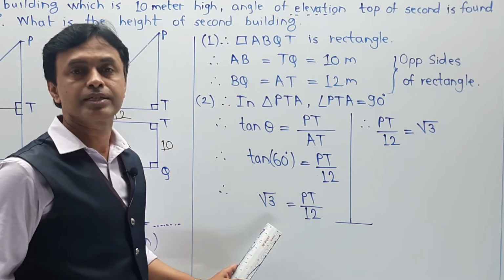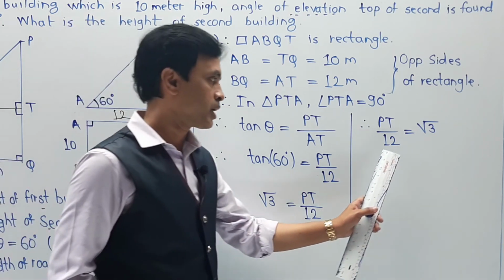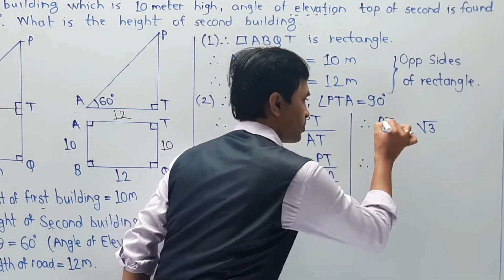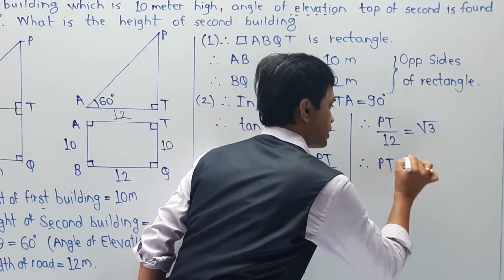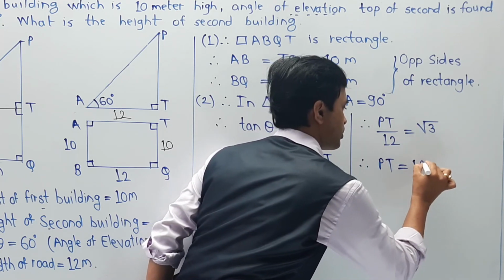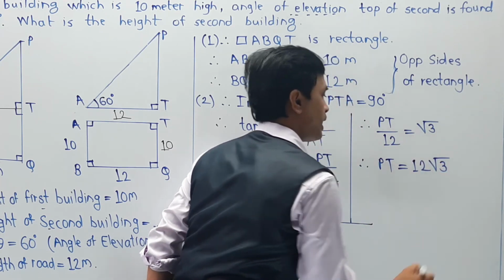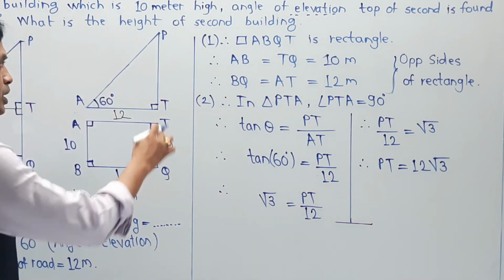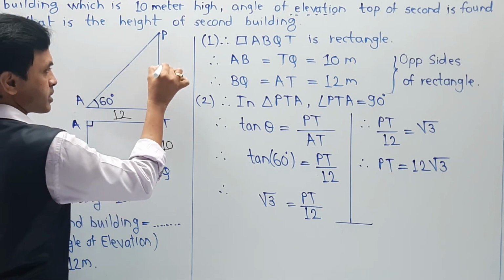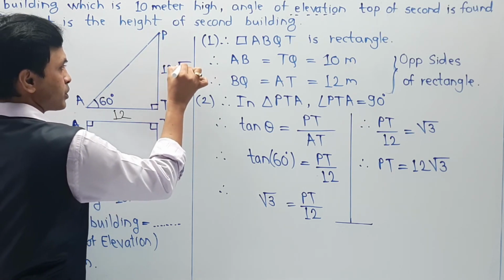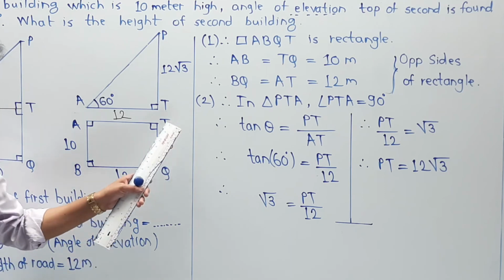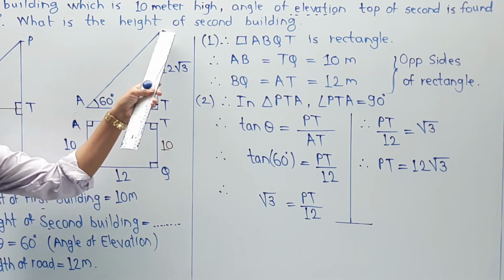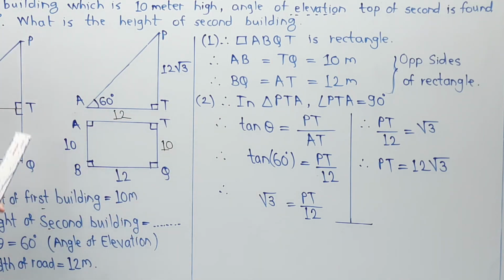Now I have just made LHS to RHS and RHS to LHS. Now this 12 is divided by, shifting it over here as multiply by, and that part becomes PT is equal to 12 into root 3, so it becomes 12 root 3. And in this way we are able to get the value of PT, that is 12 root 3. Now as you are able to get TQ, that is 10, and PT as 12 root 3, you have to calculate PQ.